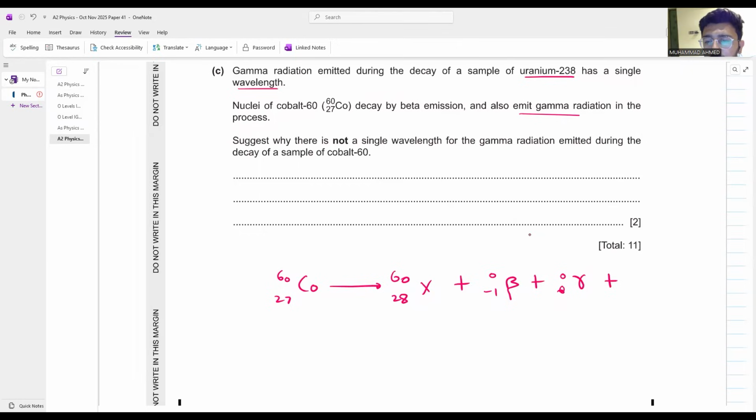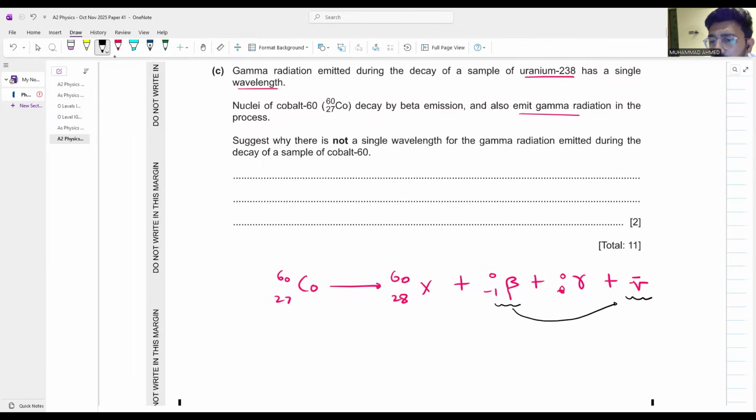Also, you are forgetting one important thing. Whenever beta negative particles are emitted, or whenever beta emission happens, you have a complementary particle that is known as an antineutrino. Always remember. Suggest why there is not a single wavelength for gamma radiation emitted during the decay of a sample of cobalt 60. The examiner is asking why this has varying wavelengths.